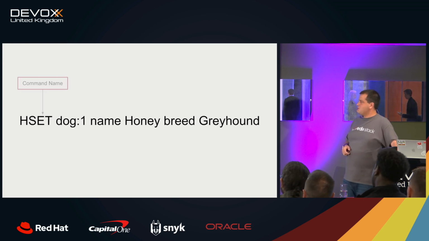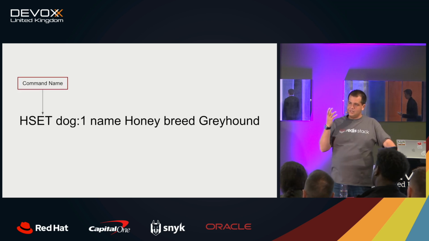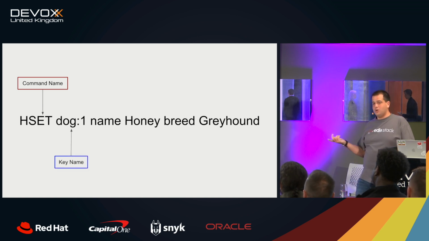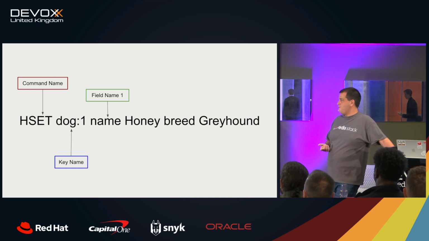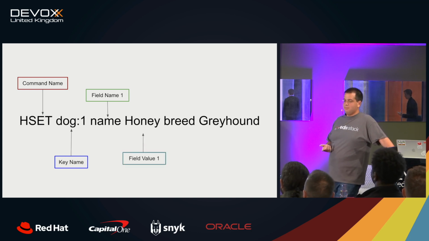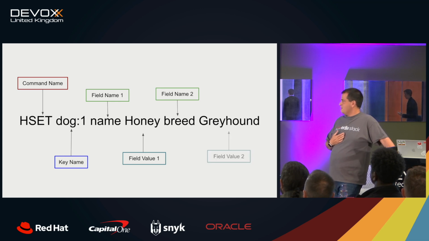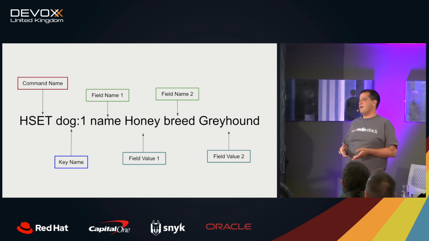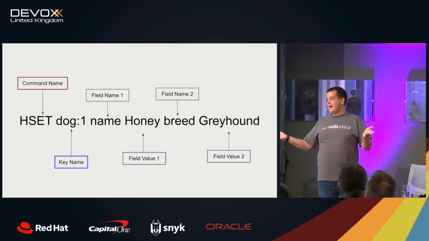So HSET is the set command for a hash. I'm passing in my key name, which is dog:1. I'm passing in a field name, which is name, Honey, which is the name of my dog, and breed, greyhound. So this basically produces in Redis a hash map, right?